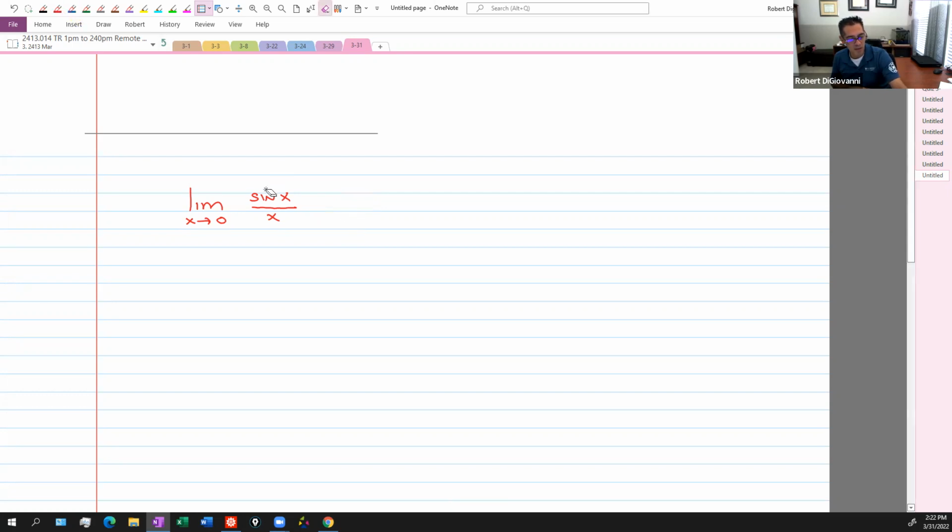And now it's time to show you it's 1. Because if we do this limit, sine of 0 is 0. We get 0 on top and we get 0 on the bottom, right? So L'Hopital's in play. So I take the derivative of the top and bottom and run the limit again. Derivative of the top, cosine x, derivative of the bottom, 1. Now if x goes to 0, cosine of 0 is 1, so you just get 1 over 1, that's 1.